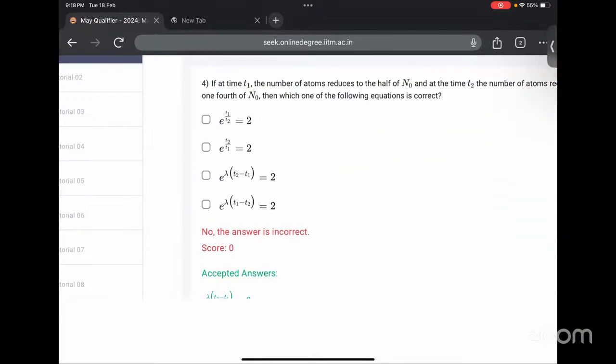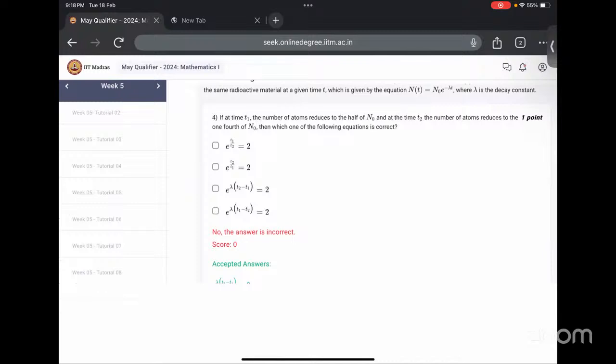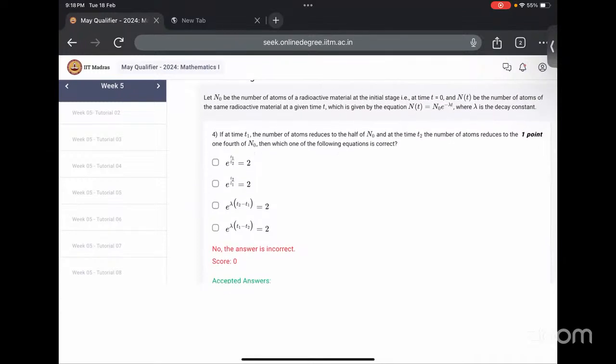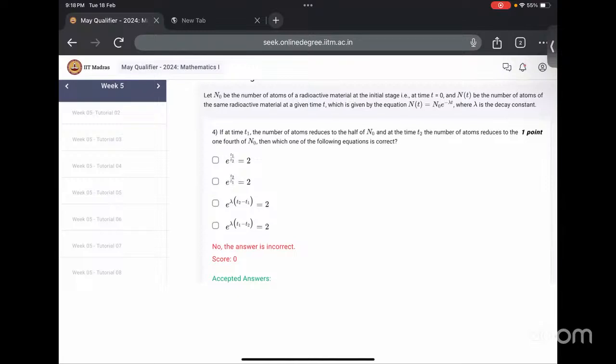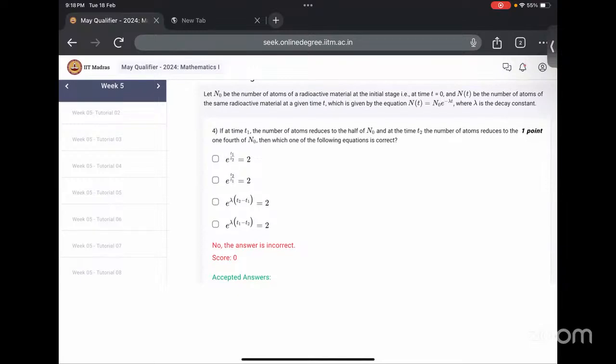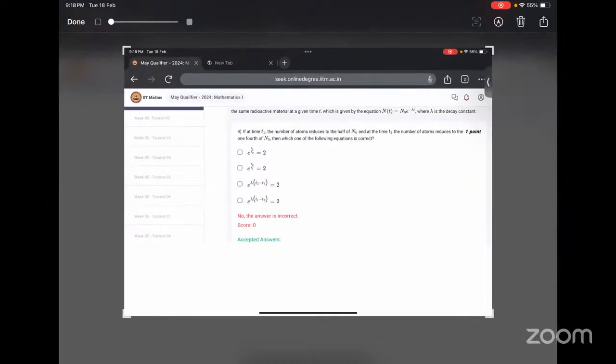So have you solved the fourth one? Anyone? I'm not able to understand the 2, ma'am. Why is it equal to 2?